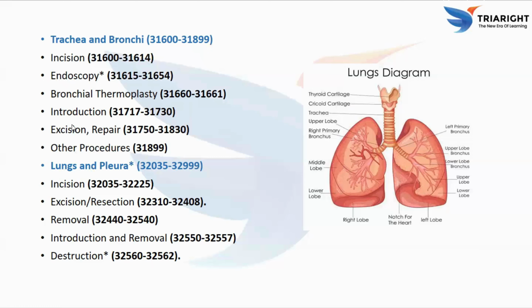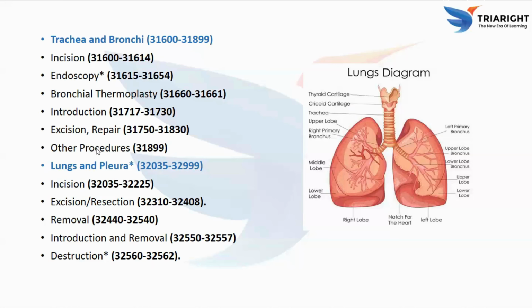And introduction is the placement of something into the trachea or bronchi. Examples include endotracheal tube as well as stent placement. And next is excision and repair. This involves the removal of tumor, scar tissue and repair of tracheal injuries and bronchial damage. These are often open procedures but not endoscopic procedures. And other procedures are the unlisted procedures which require strong documentation.